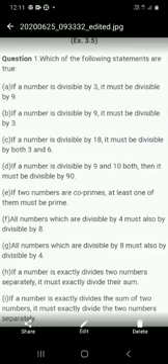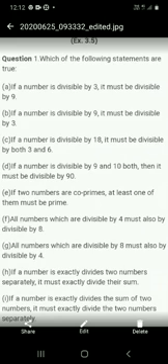The first sum is, which of the following statements is true? If a number is divisible by 3, it must be divisible by 9. You have to tell me whether it is true or false. I told you about divisibility last time. So now tell me the answer. Who will explain this? No, now I tell you. It is false.